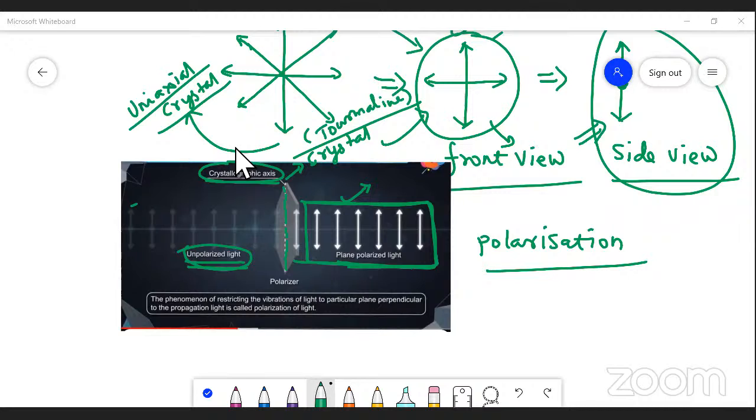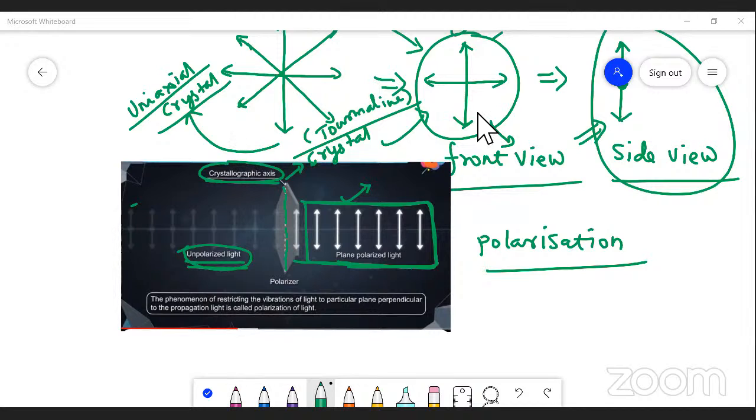The phenomenon of restricting vibrations into a particular plane perpendicular to the direction of propagation of light is known as polarization. Okay, right? Is there any doubt? No, sir. Okay, thank you.